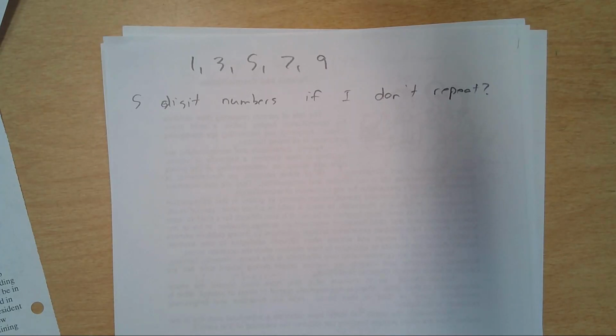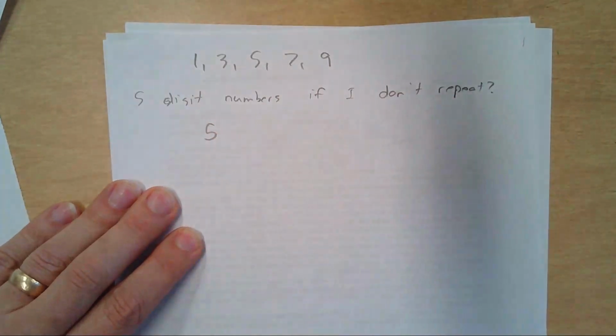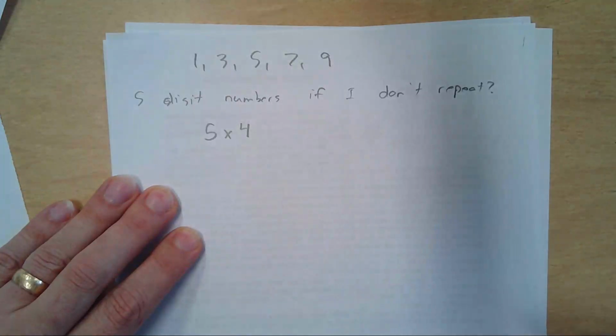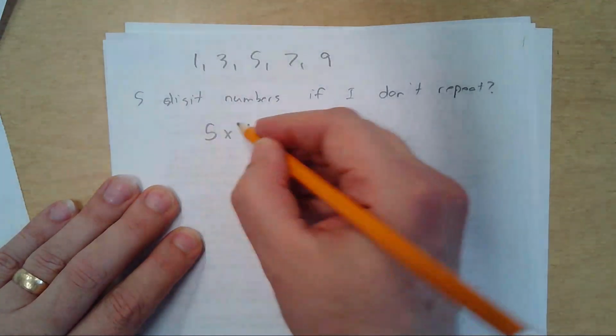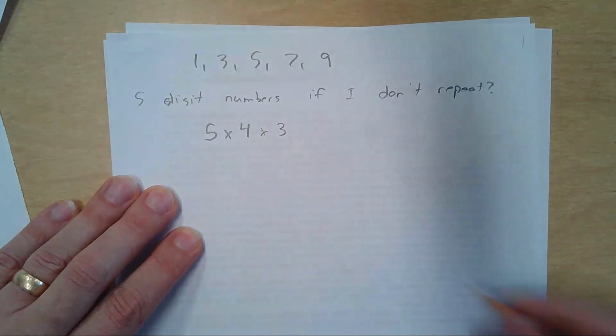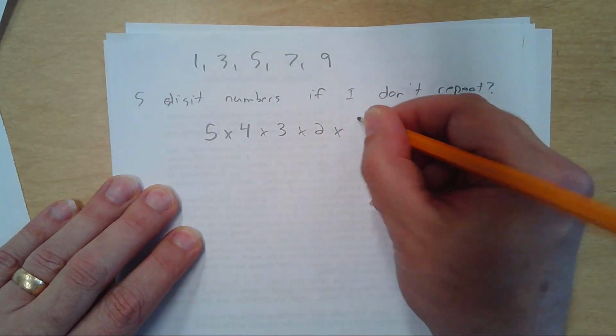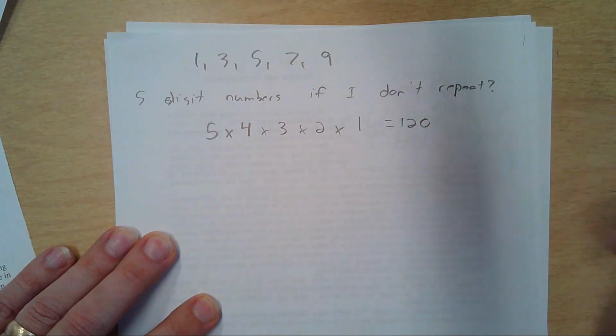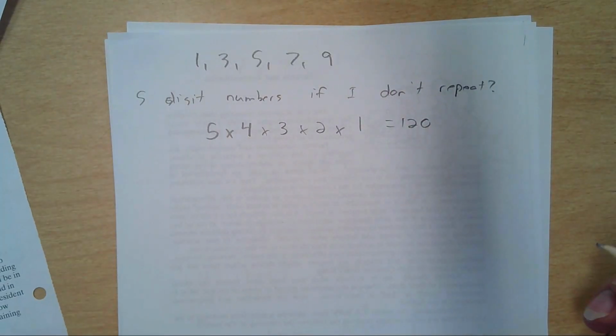120. Yeah, because your first digit, I'd have 5 choices. And then the second digit, I'd have 4 choices, right? Because I can't repeat whatever number. And then I'd only have 3 choices and then 2. And then the last digit would have to be whatever of the 5 digits I actually have left. That's the only one it could possibly be. So I would have 120 different things.